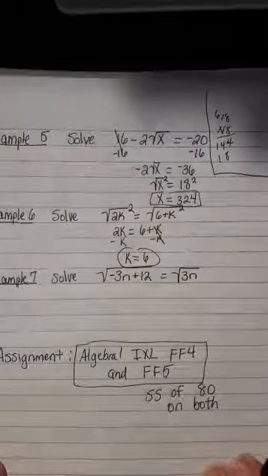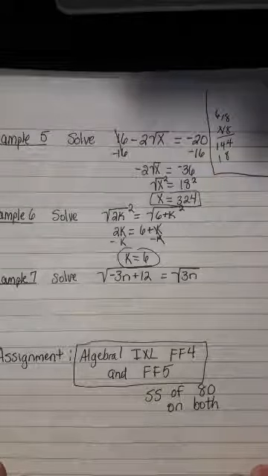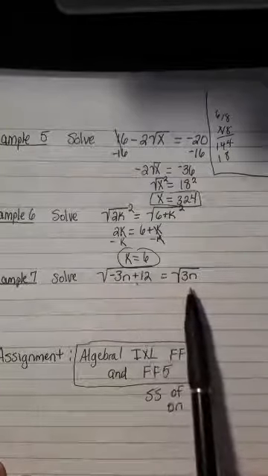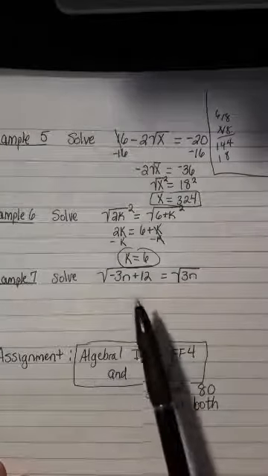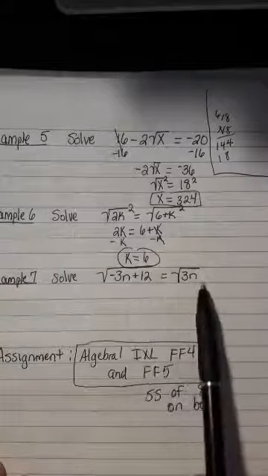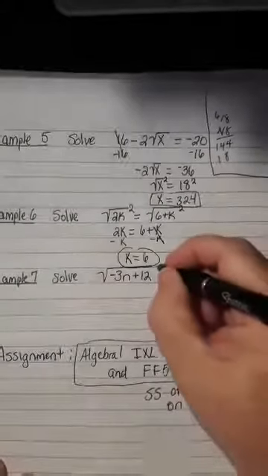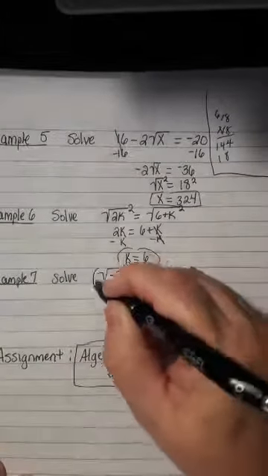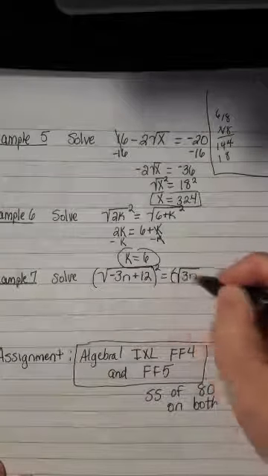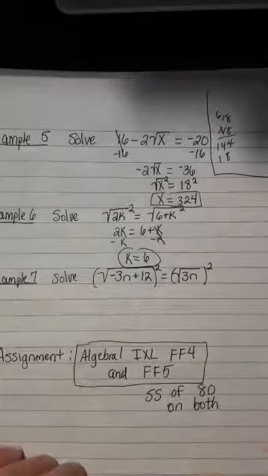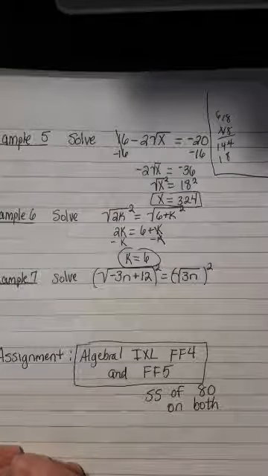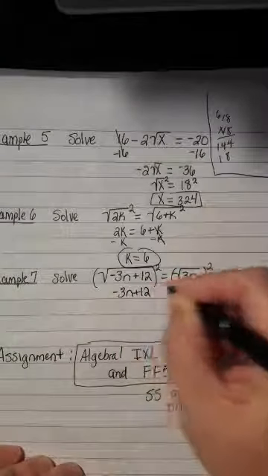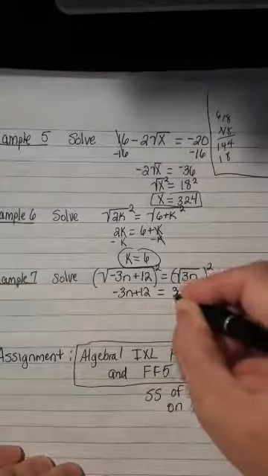All right. Moving on to example 7, our last example. Again, you look at your square root on the left side and the square root on the right side. And we're going to square both sides. So I'm going to go ahead and put my little 2 here. You can put the parentheses. I didn't put it on that last one. You don't really have to. But I'll go ahead and put it on this one. We're going to square both sides. And when you do, it just cancels out the square root symbol. So you're left with negative 3n plus 12 equals 3n.